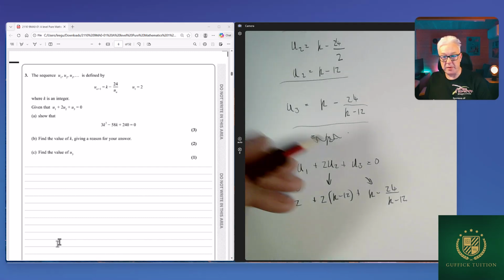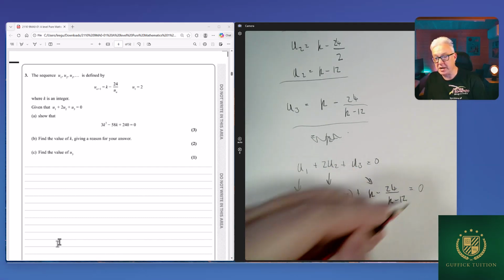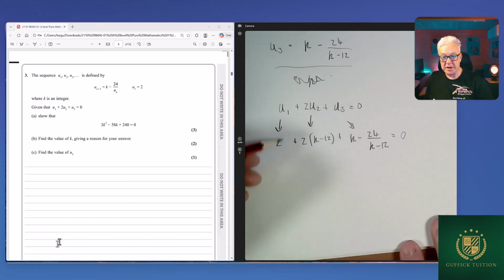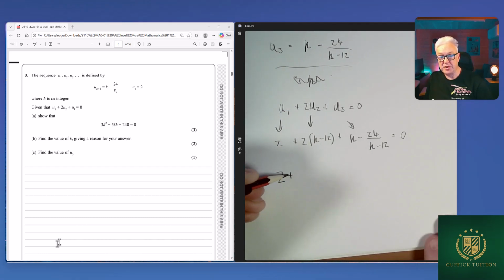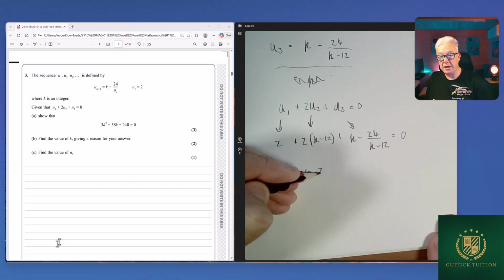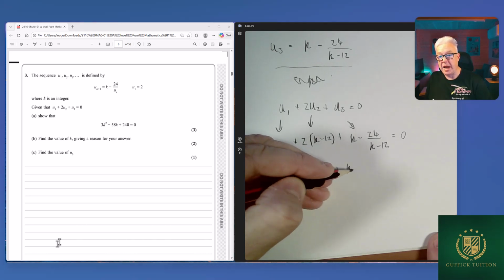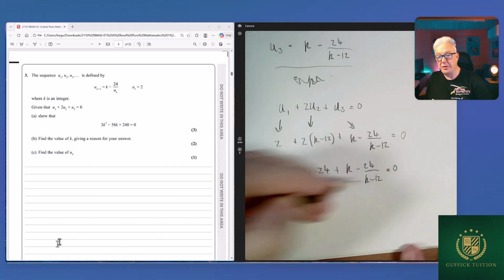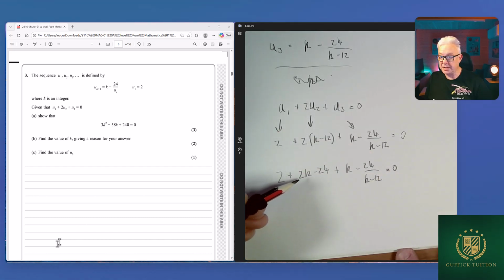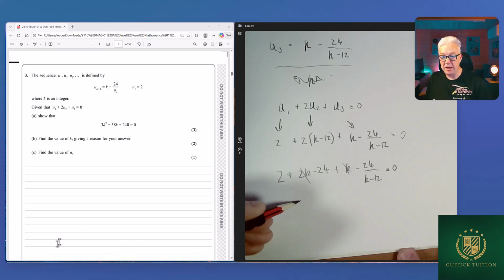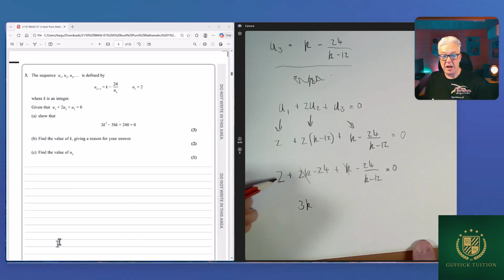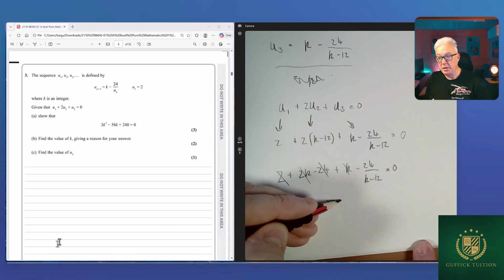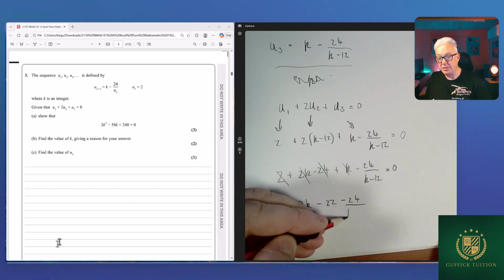So we basically just sub them into the expression, and then we're going to see what we get from here. So let's do a little bit of simplifying of this expression. We can expand this bracket. So we're going to have 2 add 2k minus 24 plus k minus 24 over k minus 12 equals 0. So we can do a little bit of collecting like terms. That's going to be 2k add k is going to be 3k. And then 2 take away 24 is going to be minus 22. Okay, so that's where we've got down to so far.